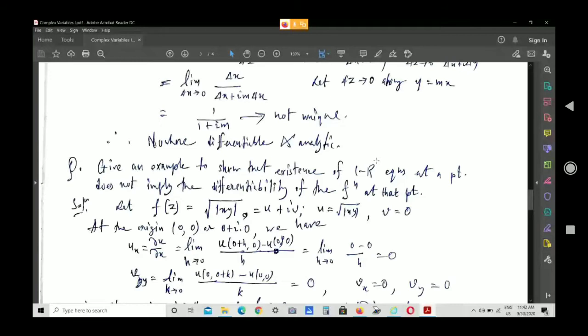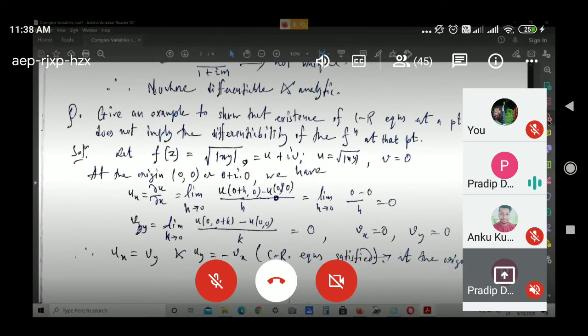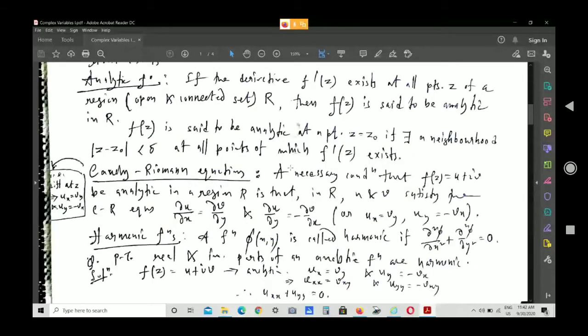Next is a question: give an example to show that the existence of Cauchy-Riemann equations at a point does not imply the differentiability of the function at that point. Cauchy-Riemann equations we discussed in the beginning. Cauchy-Riemann equations are ux equal to vy, uy equal to minus vx. But you read in the beginning that it is a necessary condition, necessary, not sufficient.